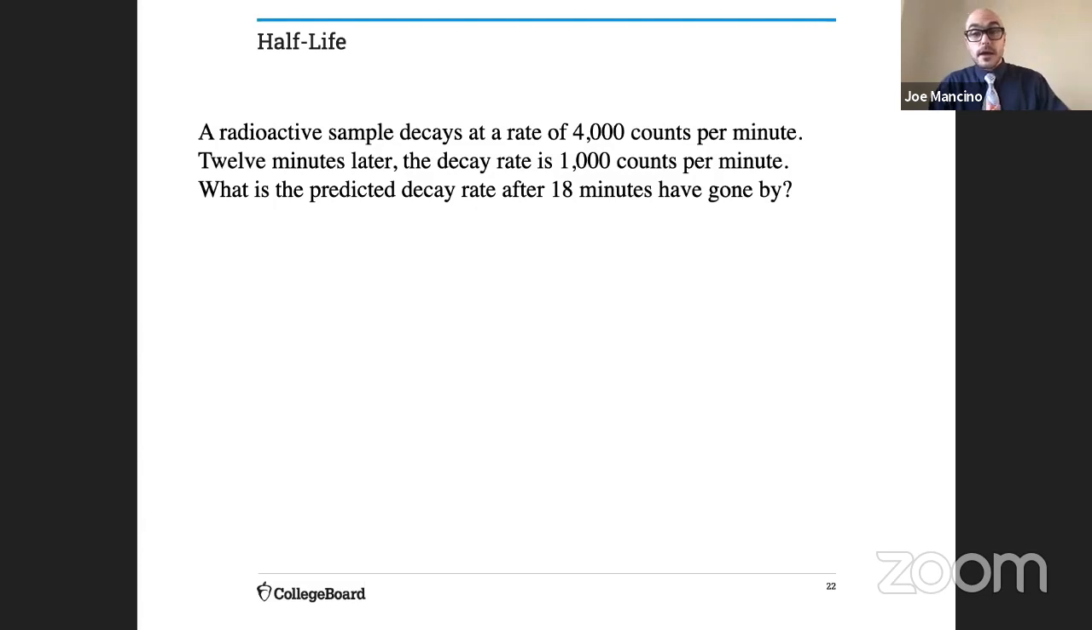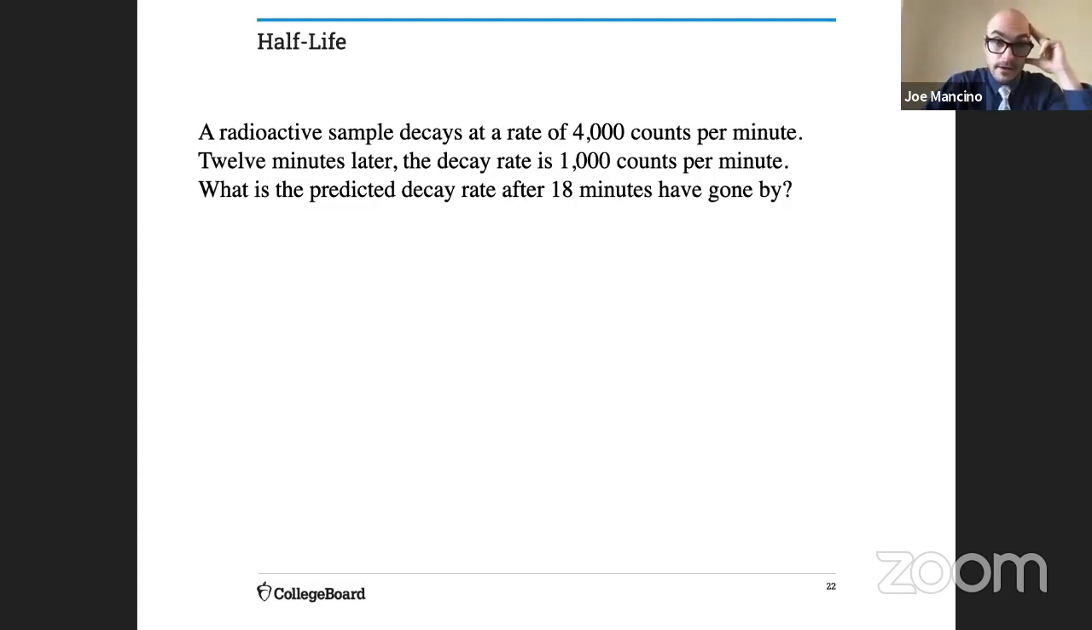So in this question, we see a radioactive sample. It decays at 4,000 counts per minute, 4,000 radioactive events per minute. 12 minutes later, the decay rate is 1,000 counts per minute, 1/4 as much. What would be the predicted decay rate after 18 minutes have gone by?